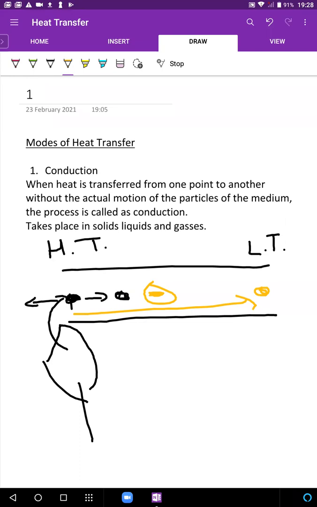With time, you're going to see this end's kinetic energy keep increasing, and subsequently its temperature will also keep increasing. Finally, once heat flow stops, you normally expect them all to be at the same temperature. So that's kind of the idea. This is what happens in conduction.